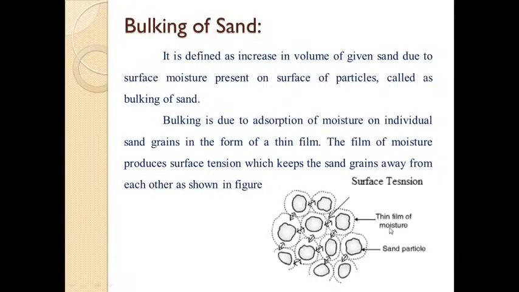Here we can see in this figure, this is the sand content, and due to this surface tension, a thin film of moisture is around these sand particles. Due to this, the volume of sand gets increased. When more water is added up to a certain limit, this bulking increases, and after that sand particles get submerged. The film of water around the sand particles gets washed away, and the air in the film escapes in the form of bubbles, and the volume of sand again becomes equal to the dry volume.